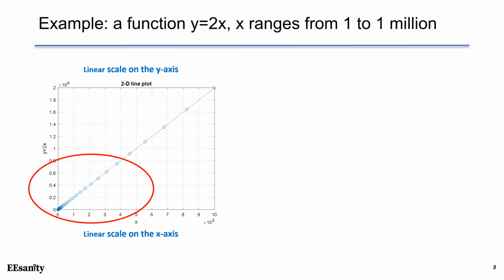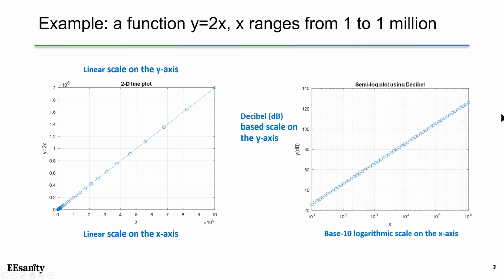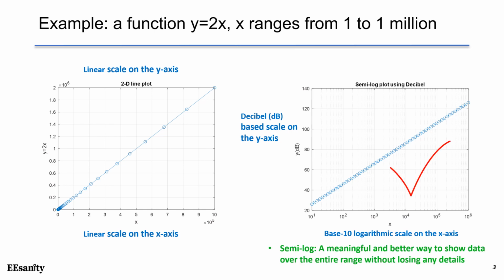If we plot it in the semi-log scale, as shown on the right-hand side, every data point is clearly shown without losing any information. As a conclusion, semi-log scale is a meaningful and better way to show data over a wide range without losing any details.